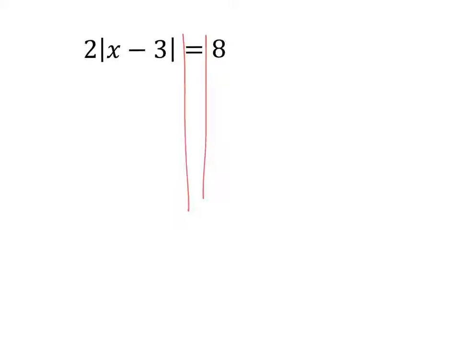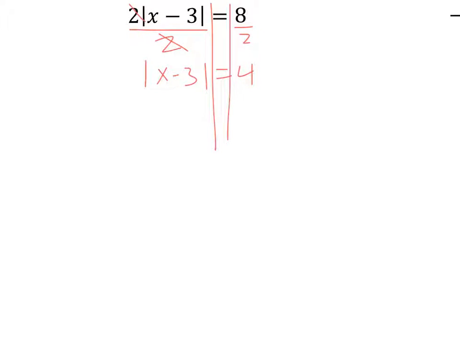divide by 2 on both sides because here we're taking 2 times the absolute value. So we want to divide by 2 on both sides. And those 2's then will cancel out. So we end up with the absolute value of x minus 3 is equal to 4. Okay, and now we can split this into our two cases.